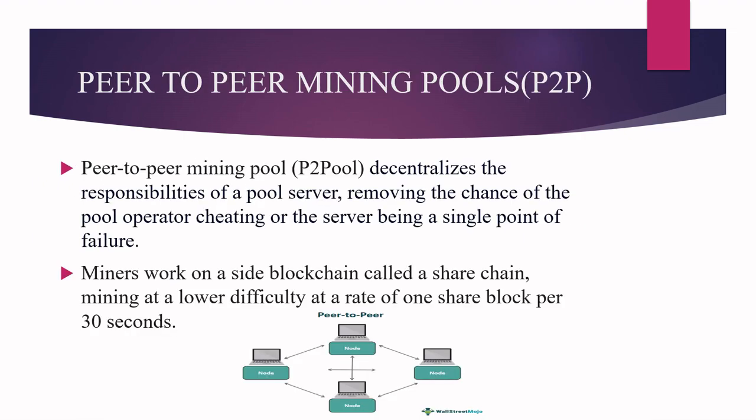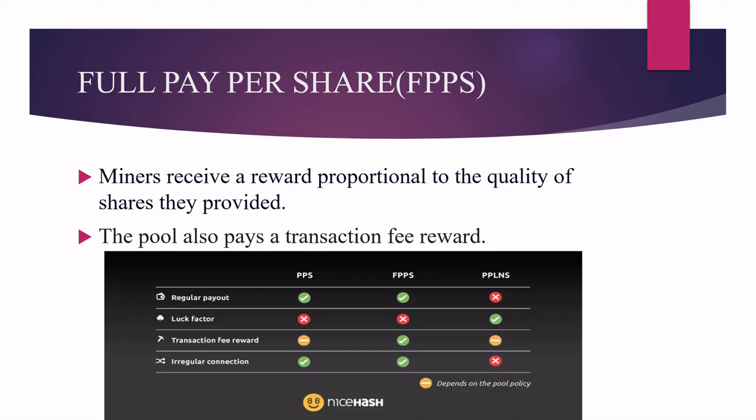Peer-to-peer mining pools are a type of decentralized mining pool that allows miners to work together without relying on a central authority. Miners work on a side blockchain called a share chain, mining at a lower difficulty at a rate of 1 share block per 30 seconds. Full pay per share, FPPS. Miners receive a reward proportional to the quality of shares they provided. The pool also pays a transaction fee reward.